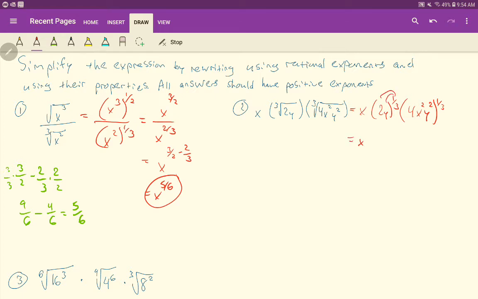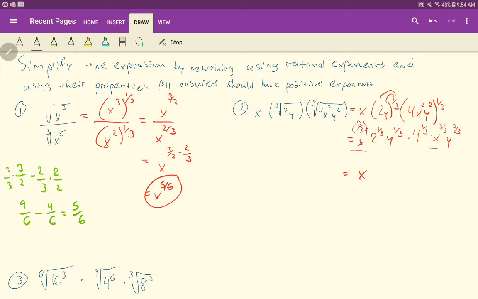Now this power will distribute, so it becomes 2 to the 1/3, y to the 1/3, times 4 to the 1/3, times x to the, well, 2 times 1/3 will be 2/3, and then y to the 2/3 as well. So this is all one big product here. The x can multiply with this x, and this is x to the 1 here. So since we're multiplying, what do we do with our exponents? This 1 and this 2/3, we are going to add them, because when you multiply, you add your exponents. So we get x to the, now 1, remember, is the same thing as 3/3.